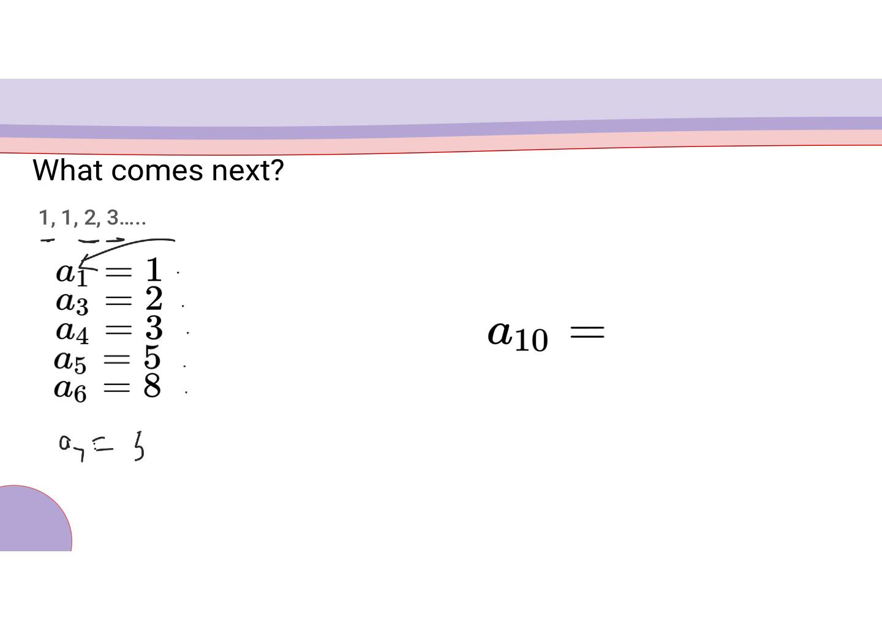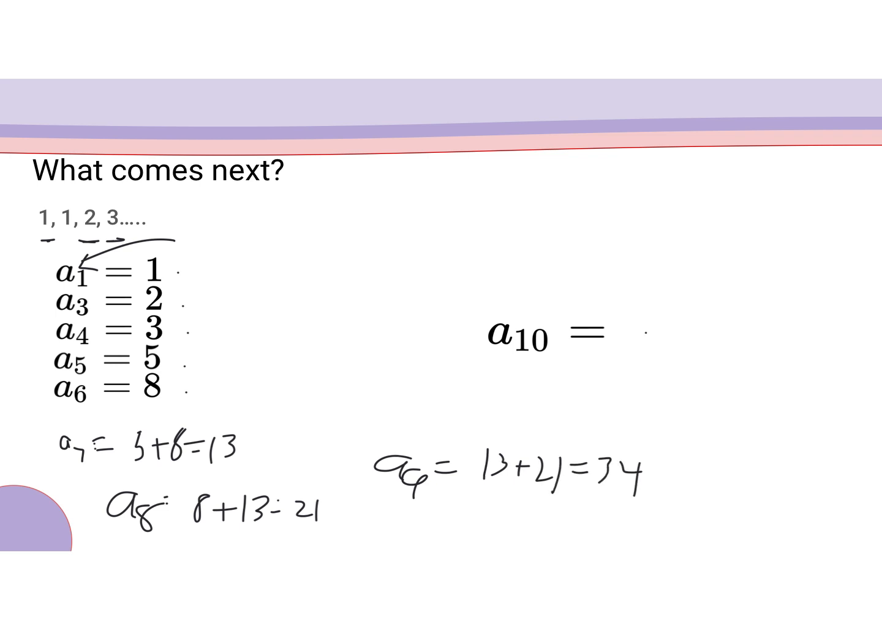So a sub 7 would be 5 plus 8, so that's 13. A sub 8 would be a sub 7 plus a sub 6, so it would be 8 plus 13, and so that's 21. And a sub 9 would be a sub 7 plus a sub 8, so that's 13 plus 21, and that would be 34. And then a sub 10 would be a sub 9 plus a sub 8, the previous two terms, so that would be 34 plus 21, and that would be 55.